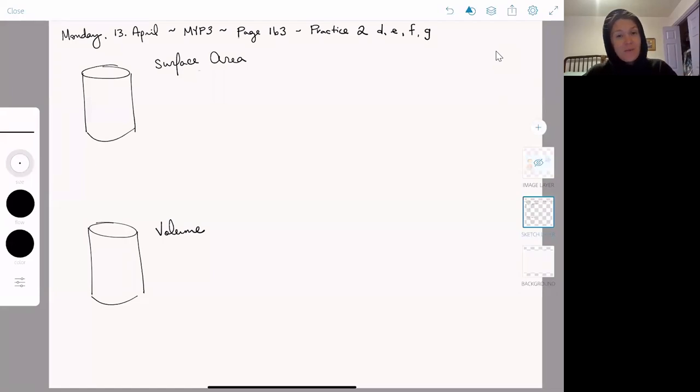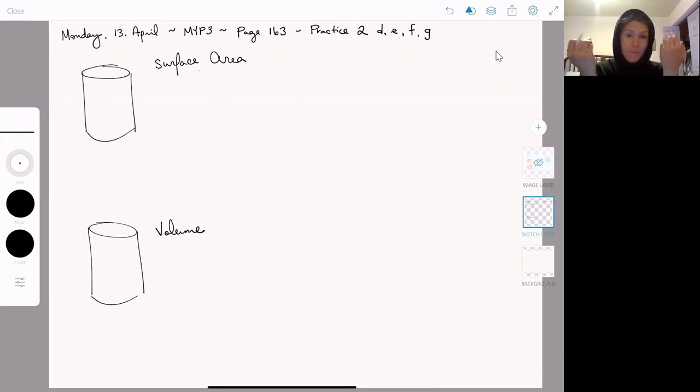Hey everyone. Okay, so today we are going to be on page 163 in your books for practice 2, problems D, E, F, and G. Okay, but before we do that, I want to quickly review surface area and volume.